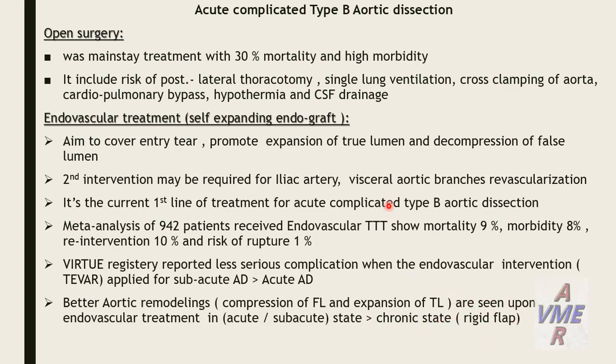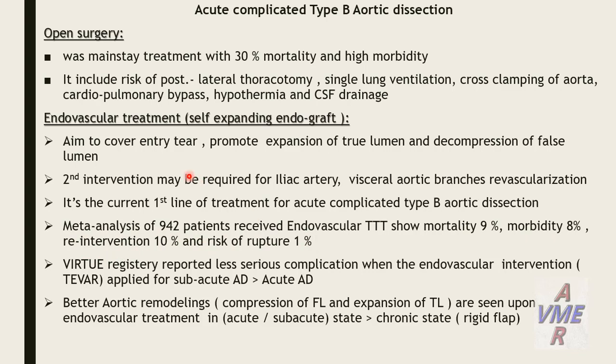So in this slide, we are comparing open surgery and endovascular intervention for acute complicated type B aortic dissection. Open surgery has a high risk of morbidity and mortality, and complications of posterolateral thoracotomy, single lung ventilation, cross-clamp of the aorta, cardiopulmonary bypass, hypothermia, CSF drainage. And in endovascular treatment, we have less morbidity and mortality. We have 9% mortality, 8% morbidity, reintervention 10%, and 1% for rupture.